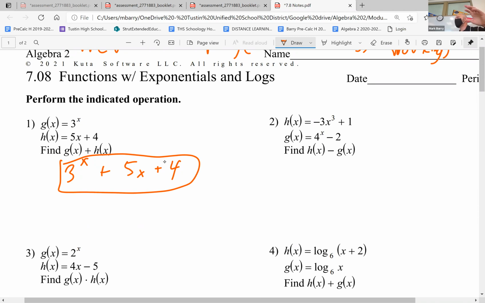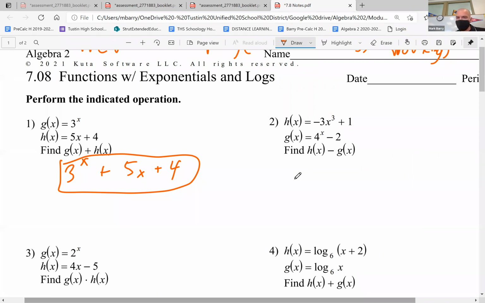So we cannot combine a number to the power of x with a number times x. Those are not like terms, okay? Once again, if it was 3x plus 5x, of course, we all know that would be 8x, but this is not that, all right?